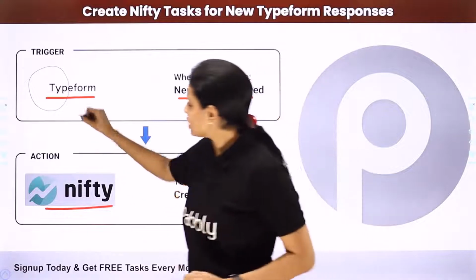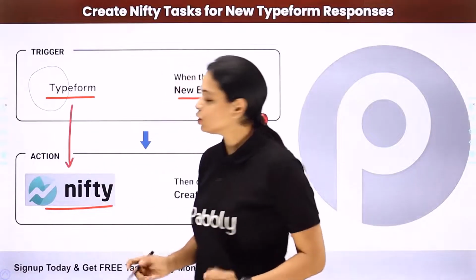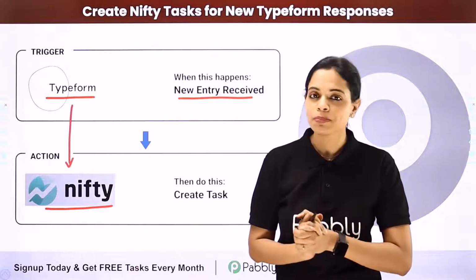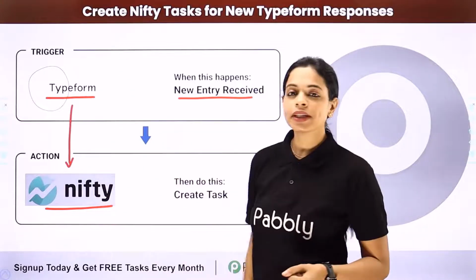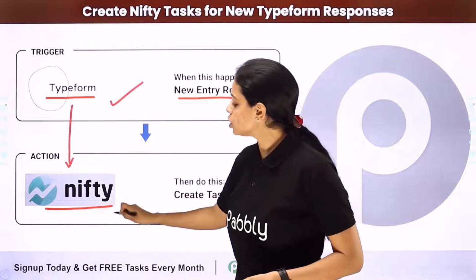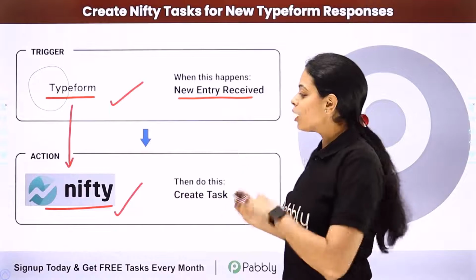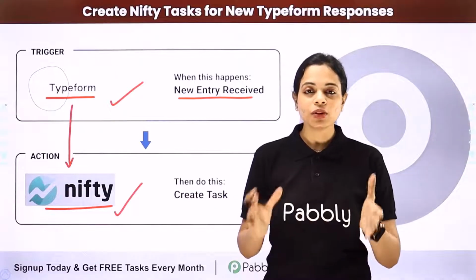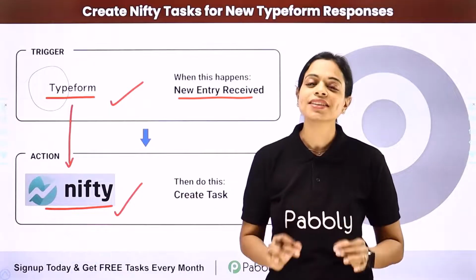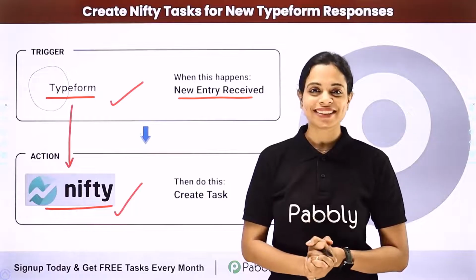For this, you will have to set up some integration between the two applications, and the same thing can be done using Pabbly Connect software. Here your trigger application would be Typeform and your action application would be Nifty. Now, how can you do this yourself? Integrate and automate this entire process. To understand that, let me take you to my screen.